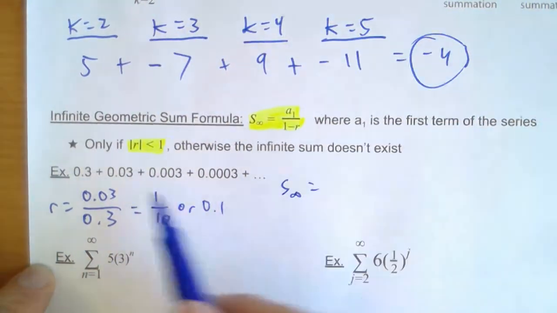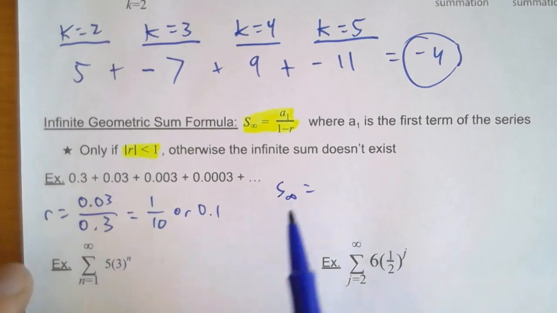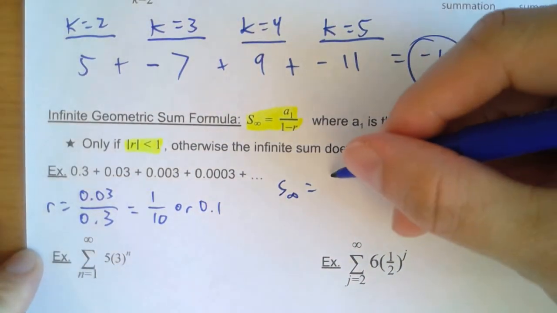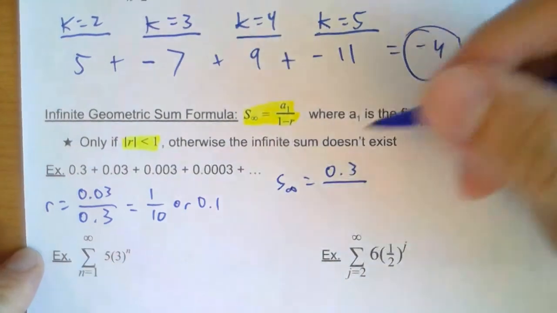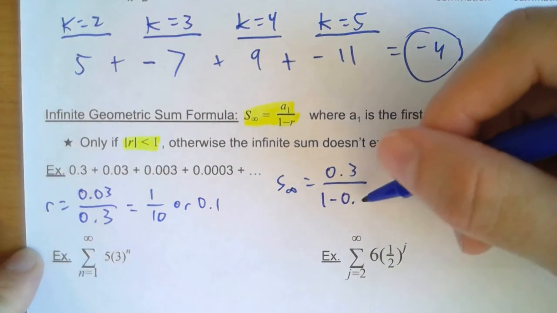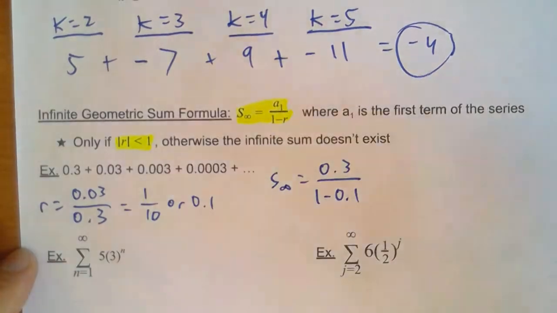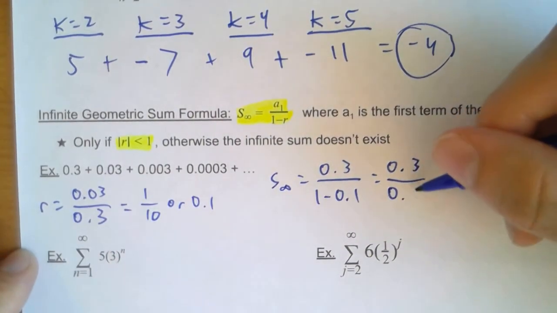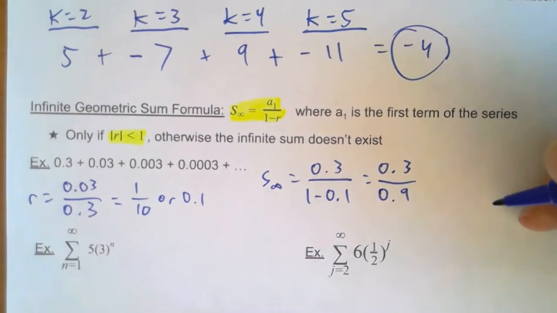If we add up all these numbers till the end of time, never stopping, not just adding up some of them, but all of them, going forever. Start with our first term, 0.3, and then divided by 1 minus our r, 0.1. So we get 0.3 over 0.9.